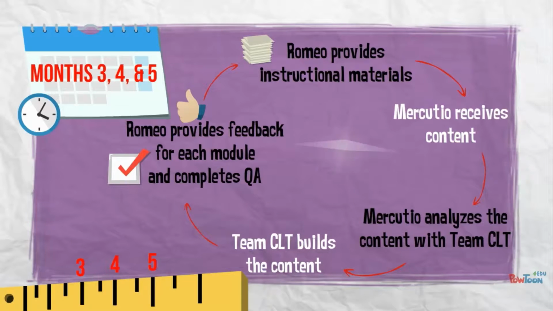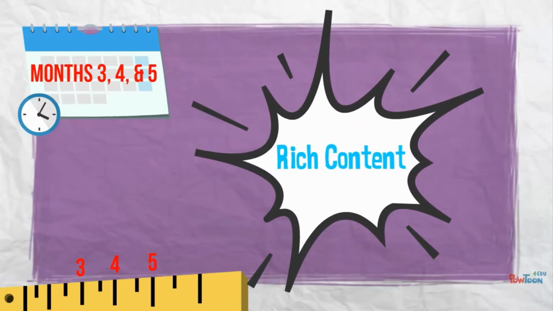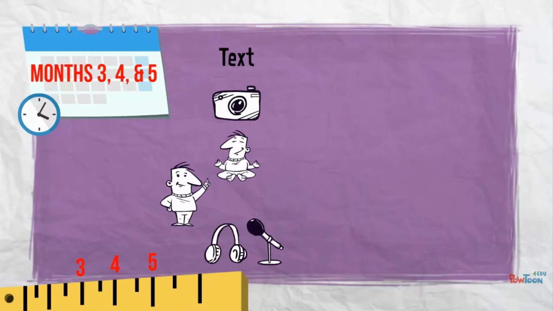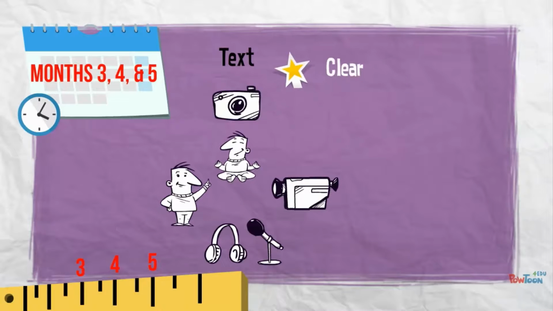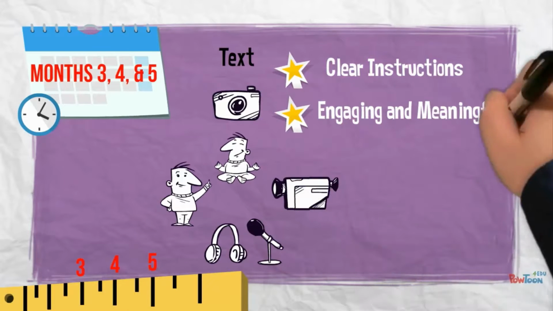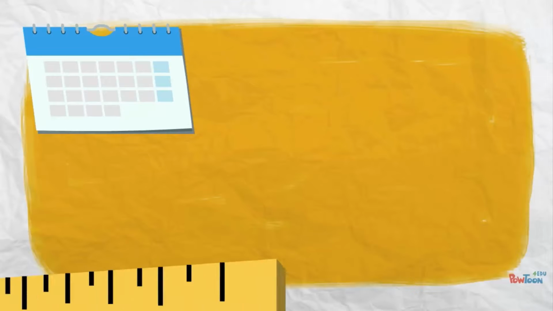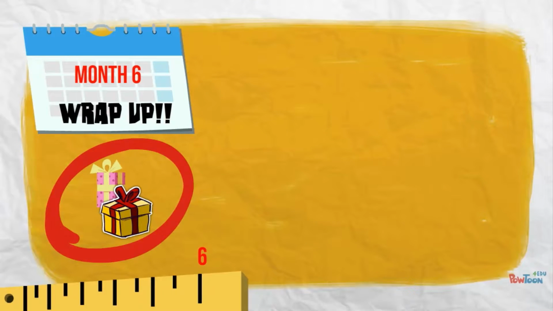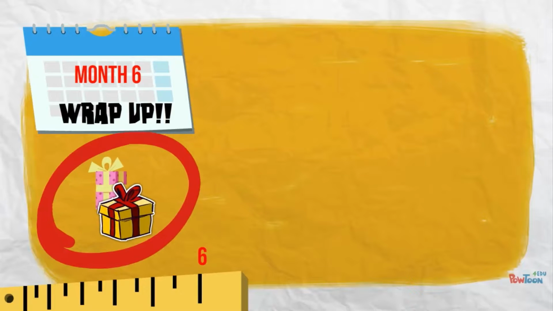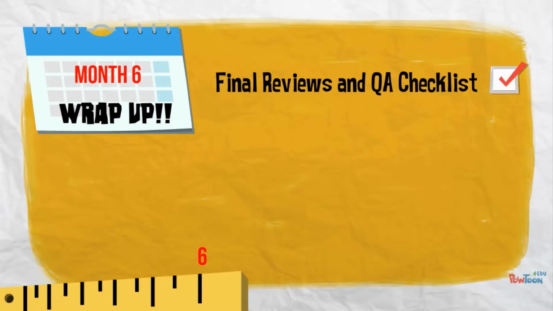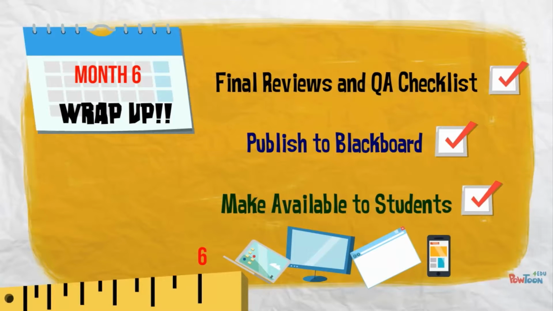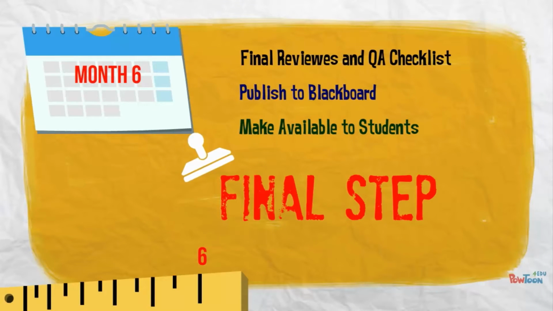The result will be a course filled with rich content, presented in a variety of ways: text, images, animations, audio, and video, with clear instructions and with engaging and meaningful activities. At month 6, Romeo and Team CLT will begin to wrap up the course development. Mercutio and Romeo will each complete the final reviews and the quality assurance checklist. The course will then be published to Blackboard, and Romeo will make sure that the course is accessible to all students. This is the final step before the course can be offered.